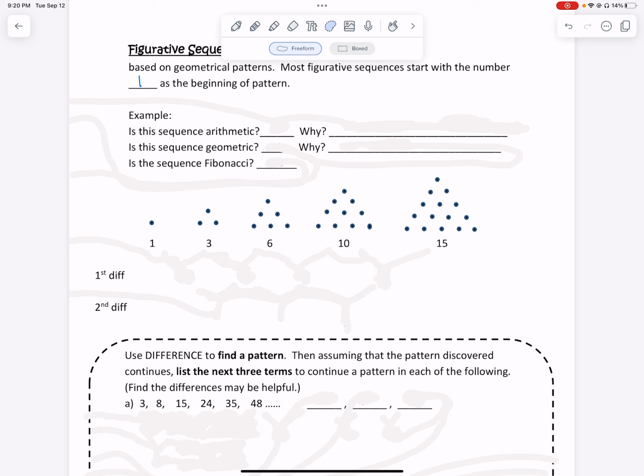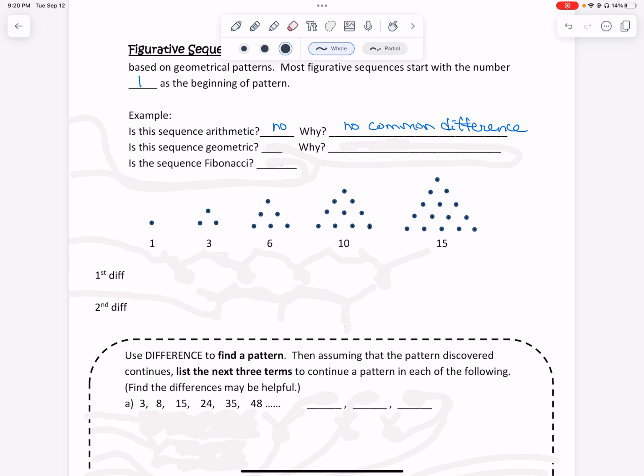First thing, is it arithmetic? Let's see. I'm going to add 2 to get to the next one, right? But to get from here to here, I need 3. To get from here to here, I need 4. So I'm not adding the same thing. It is not arithmetic. We have no common difference. We don't add the same thing, okay?